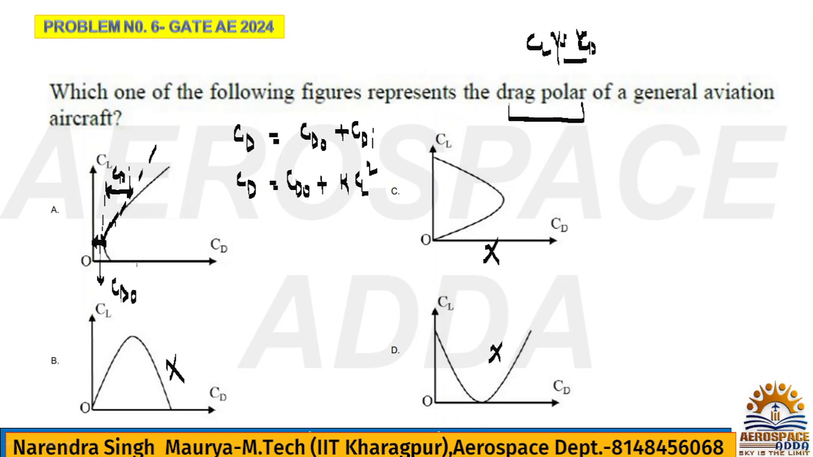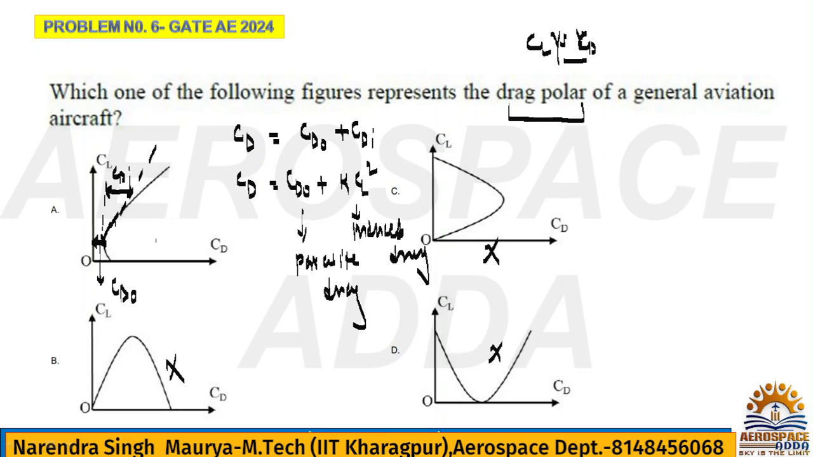So option A is correct. After seeing it only within a second, you can say this one is correct, because this is a copy-paste question directly from the book. So I'm just explaining CD and CL. This value is CD naught, and this is nothing but CDI. So what is the total drag coefficient CD? The total drag coefficient is nothing but the parasite drag, this is the parasite drag, and this is the induced drag.